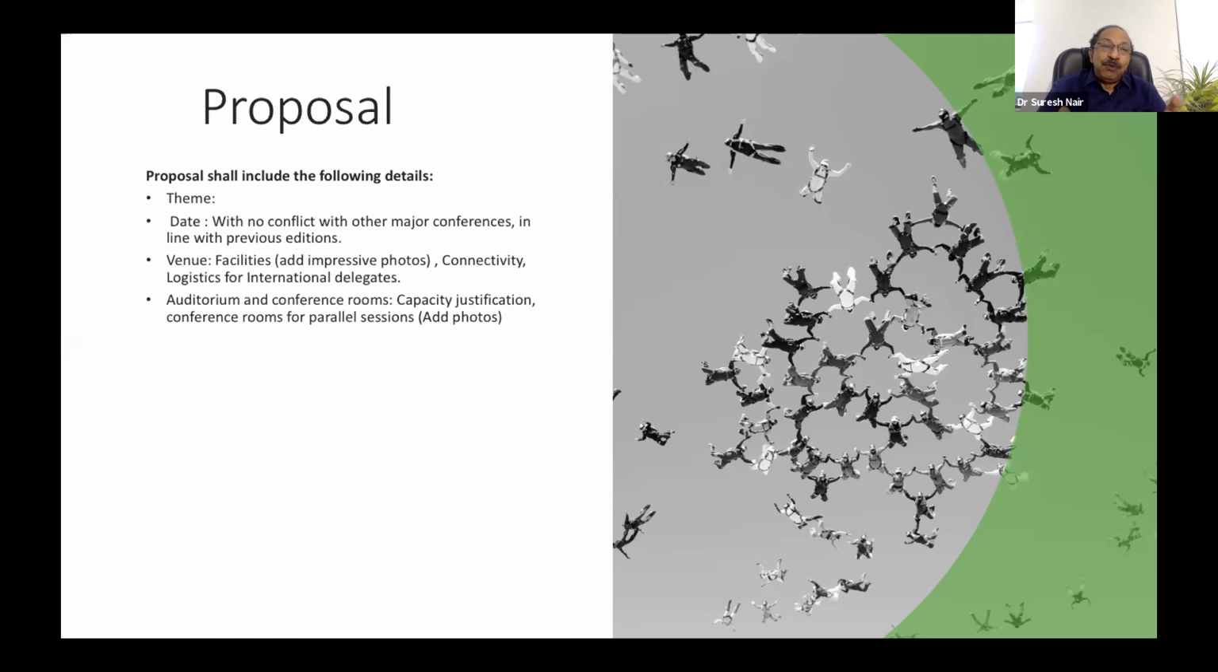Then conference rooms for parallel sessions. You may have 5, 6, or 10 parallel sessions. So you have to identify those rooms and take photographs and add them in the proposal.